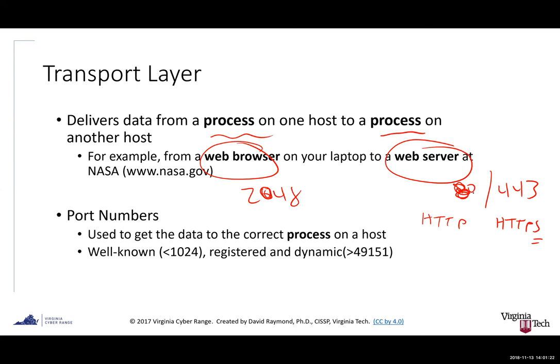Then the response is going to flip it, right? When the answer comes back to my computer, you're going to have a destination port of 2048 and a source port of either 80 or 443, depending on if I browse to HTTP or HTTPS.